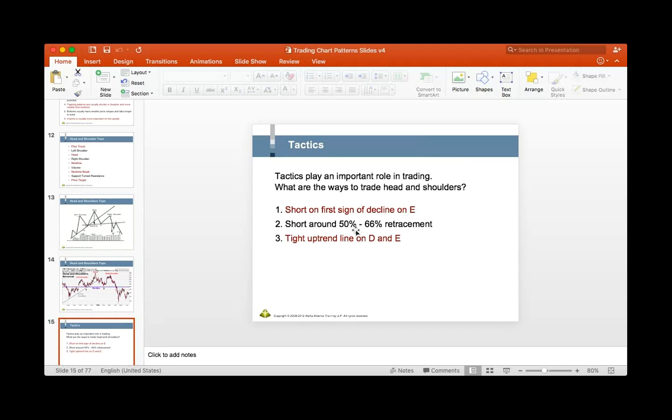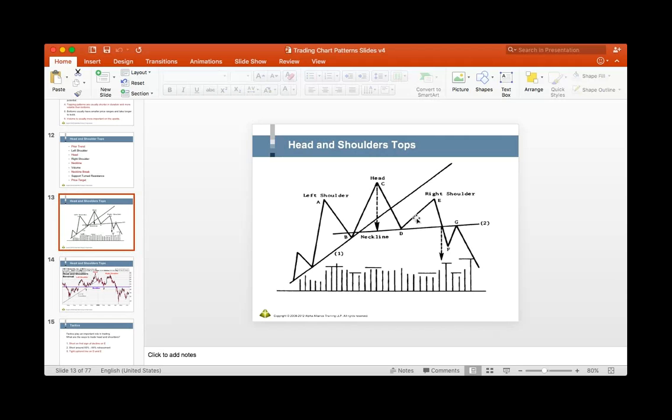The last one is what you do is do a tight trend line on D and E. So how it works is actually you use this. This is actually not one straight line, but actually the line project. So you draw a trend line on D and E, and when there's a break of this trend line, you can actually go short over here also. Okay, so these are the ways that you can actually trade a head and shoulder pattern.